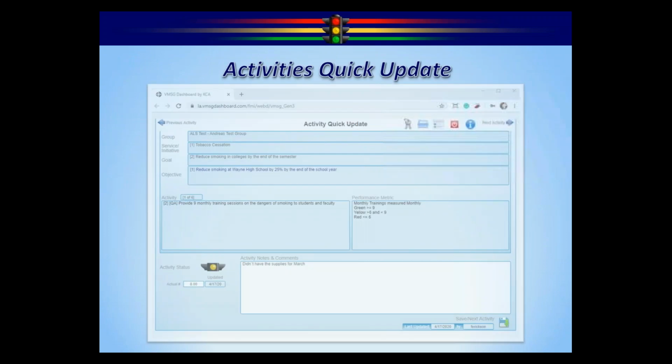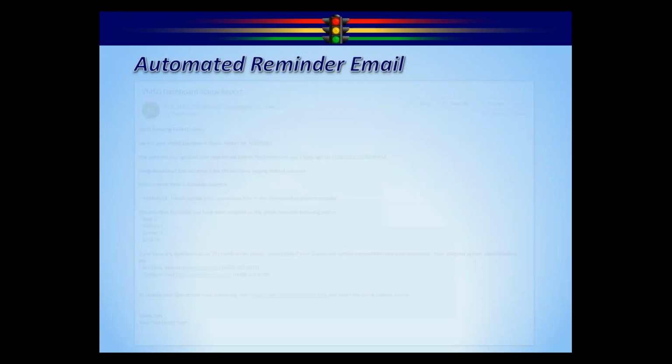Now, the screens that you'll see, the activities quick update screen, the top of it is merely context. So it's the top of the pyramid. Group, service, goal, objective. Activity 1 of 6 I'm going to be updating today. The activity and the performance metric. And again, 3 fields. You change the traffic light. I can update that data value. I can put in a note, hit the next button, cycle through all these activities, and I log out. I'm going to walk you through this process live here in a second.